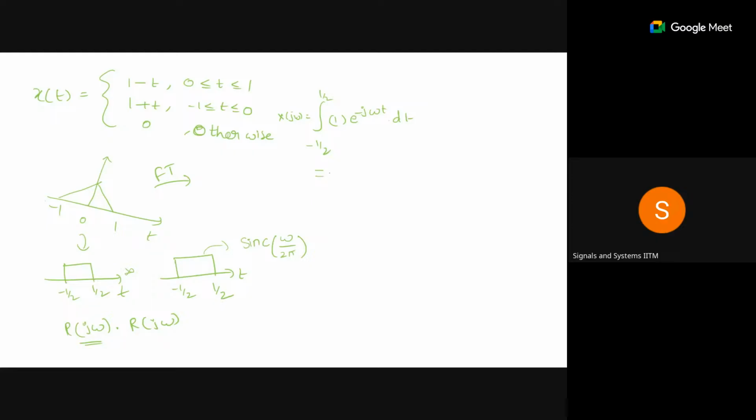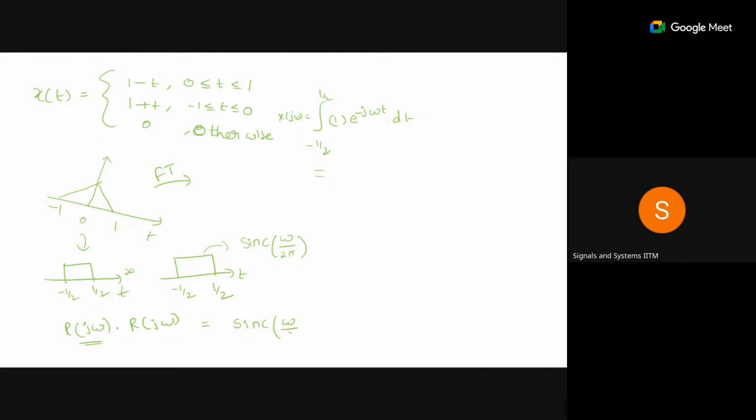Ma'am, can you please provide a sheet for the standard Fourier transforms of particular signals? Like the rectangular Fourier transform is sinc of omega by 2 pi, like that. Okay, we'll provide it. Just go through this, as it is already discussed. We'll provide you the sheet then.